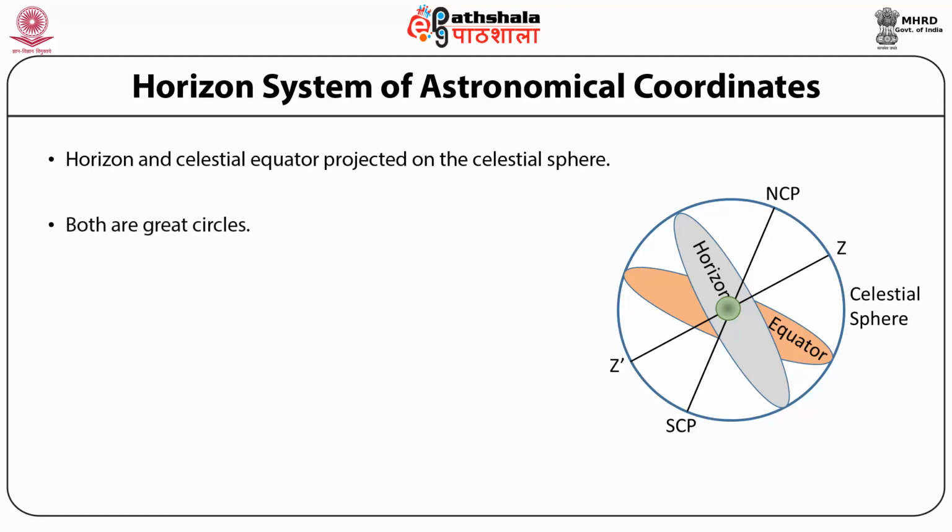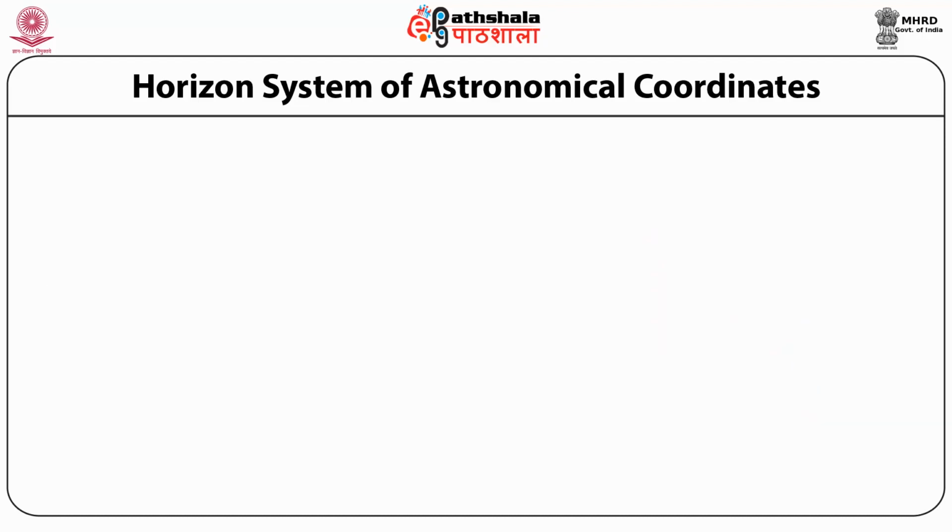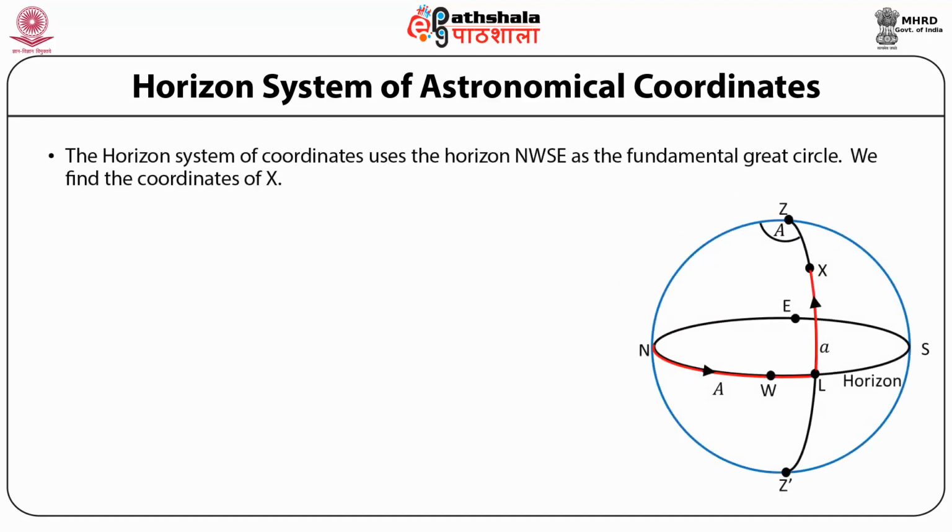Both are great circles. The celestial North Pole and the celestial South Pole are the poles of the celestial equator, and the zenith and nadir, which are represented as Z and Z prime, are the poles of the horizon. We will see the horizon system of coordinates. So the 2 essential quantities are again the fundamental great circle and the reference point. What are these 2 essential quantities in the horizon system of coordinates?